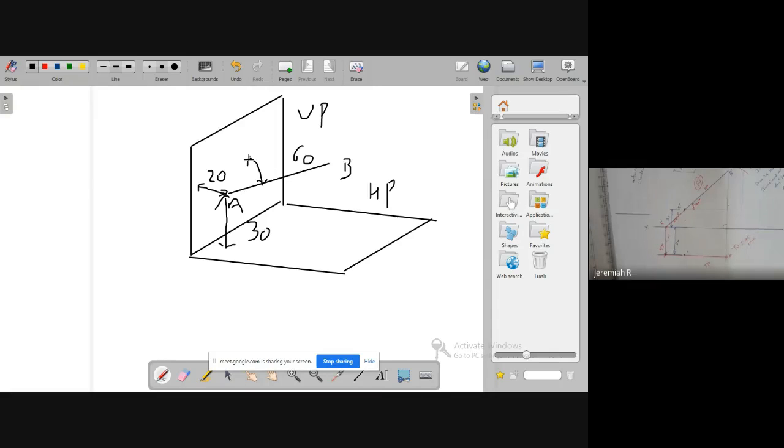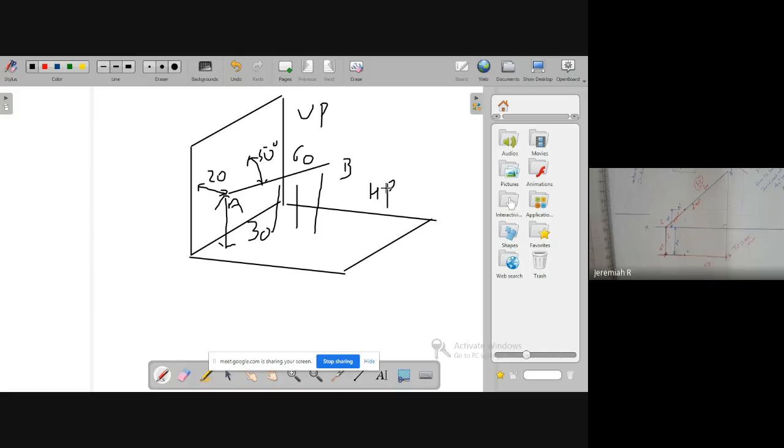50 degree to vertical plane and parallel to horizontal plane. When you say parallel, the distance is equal. So front view, what will you get? You will get reduced length of line.